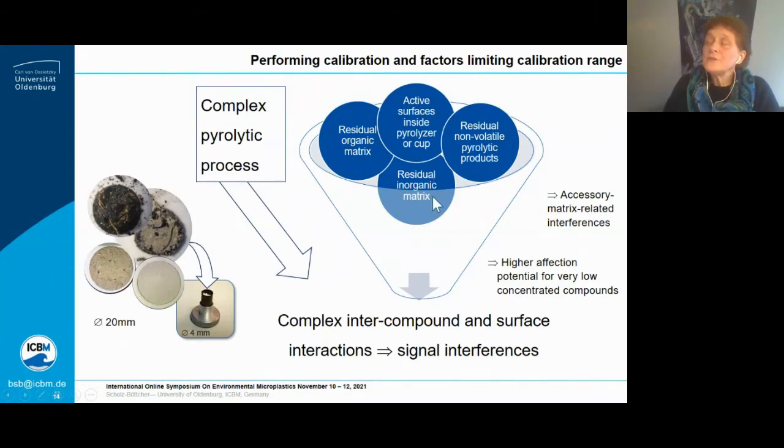It has still residual inorganic matrix. We have in our system residual non-volatile pyrolysis products, and we also frequently have active surfaces inside the pyrolyzer or the cup. So we observe a lot of complex intercompound and surface interactions, which are highly discussed now in the community, that lead to signal interferences, and also signal interferences to our indicator signals.